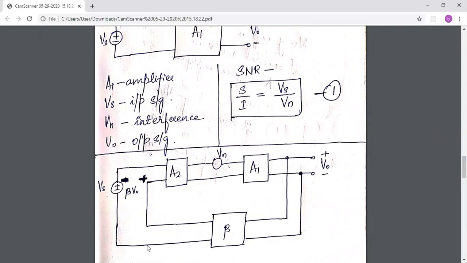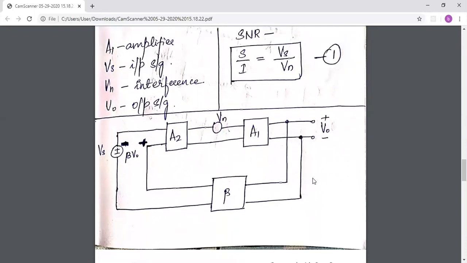Part of the output is fed back to the input through the feedback network with the gain beta, and this is the input signal Vs. So whatever signal is present here is beta times the output voltage, that is beta into V0. Now for this system we'll write the equation of output voltage.